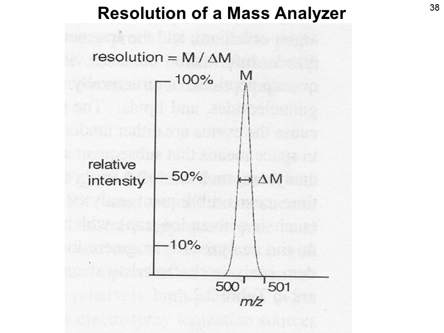This is a low resolution mass analyzer, even for a quadrupole. Imagine a high resolution mass analyzer. This would give you a much sharper peak, and thus delta M gets smaller, the resolution goes up. Calculate for yourself what the peak width would be for a resolution of 10,000.